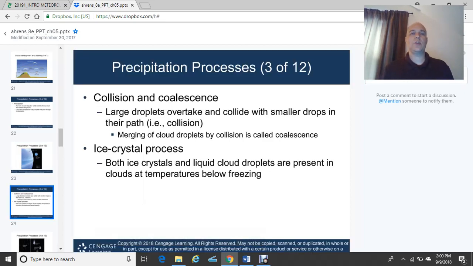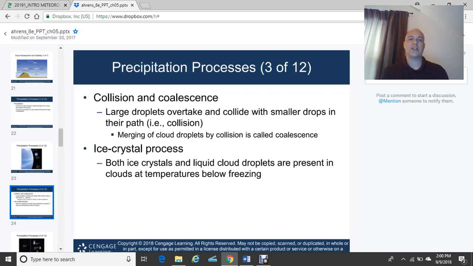Now, how do cloud droplets grow and become heavy enough to fall in the form of precipitation? Well, we have two processes that produce precipitation in clouds. The first one is known as the collision and coalescence process, and this occurs when large droplets tend to overtake and collide with smaller droplets in their path. So as these larger droplets start falling from within a cloud, they collide with other smaller droplets, which results in the larger droplets basically absorbing and overtaking the smaller droplets. So this merging of cloud droplets by collision is called coalescence.